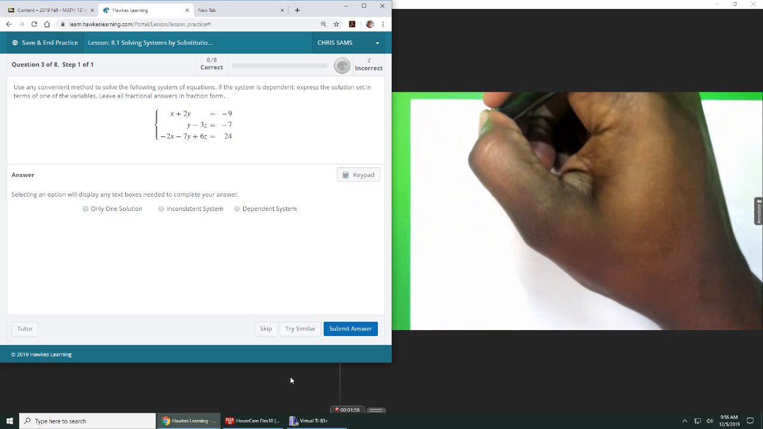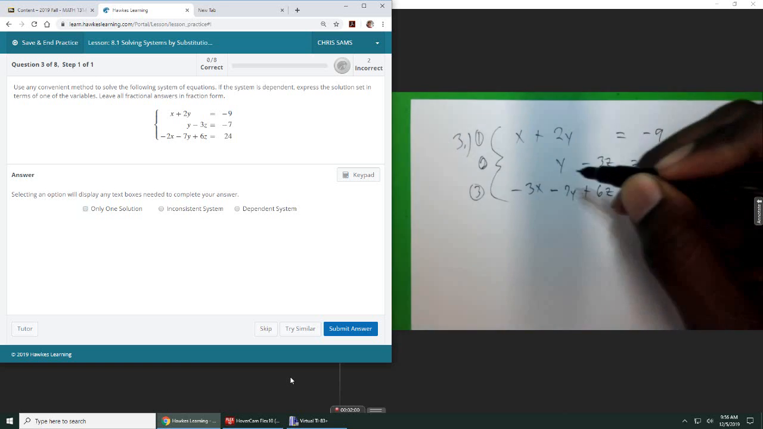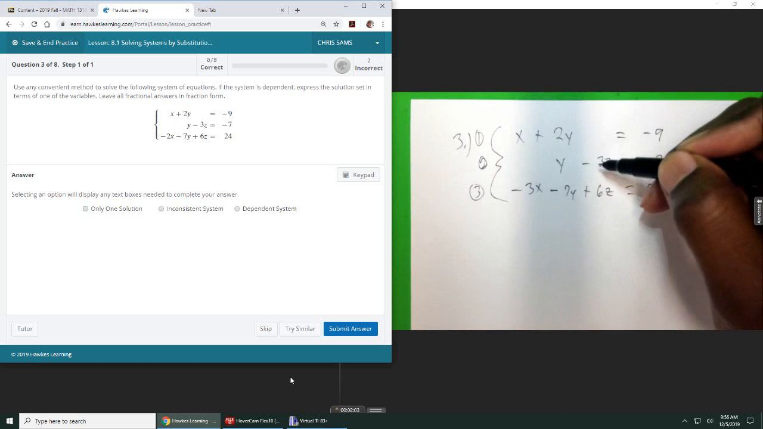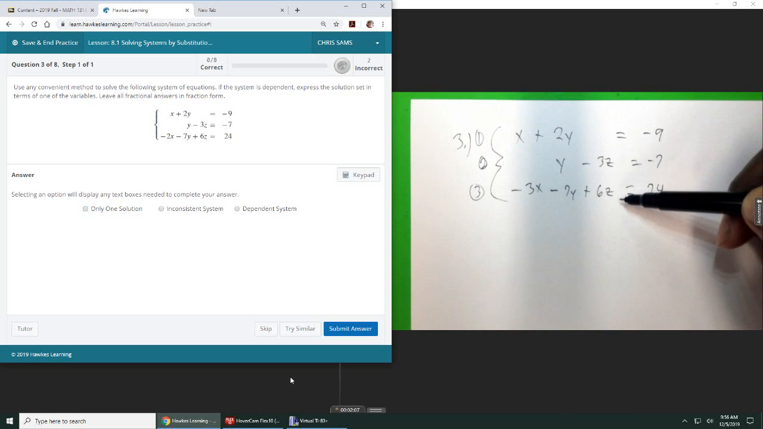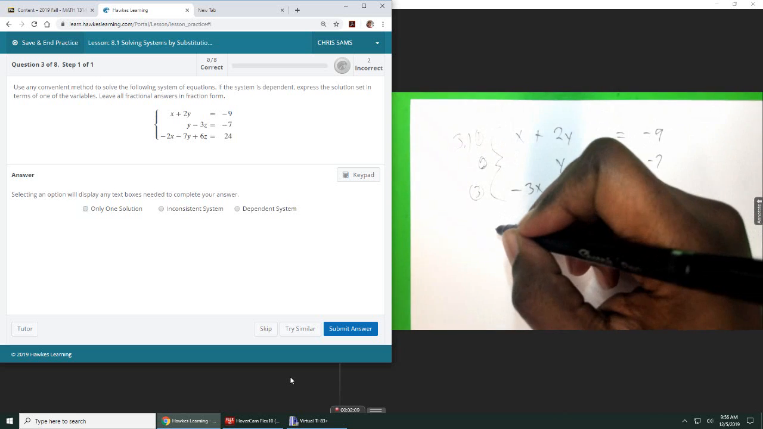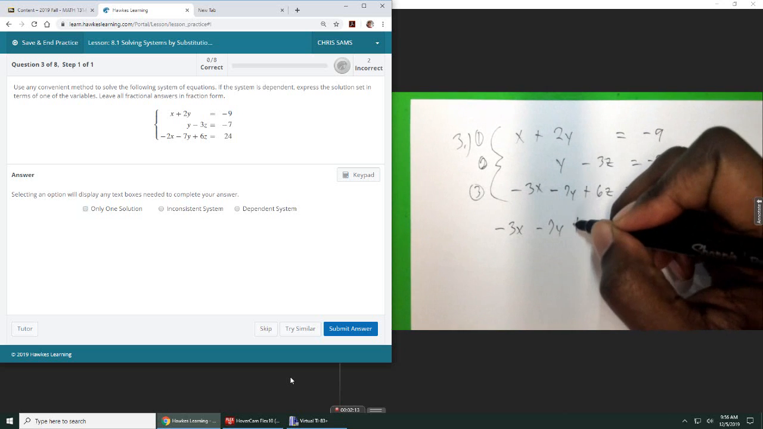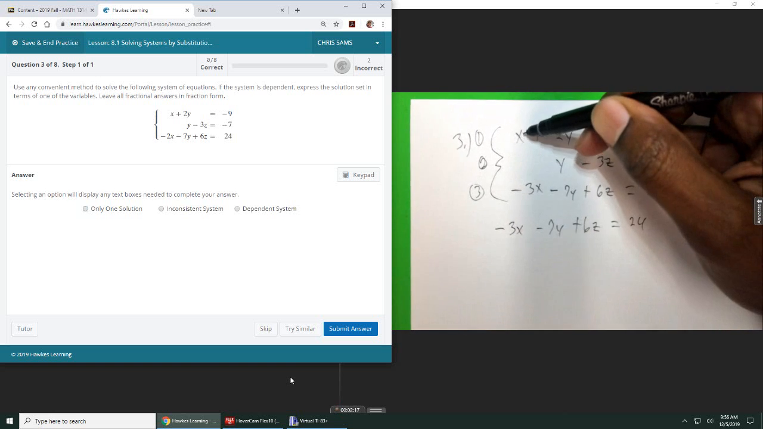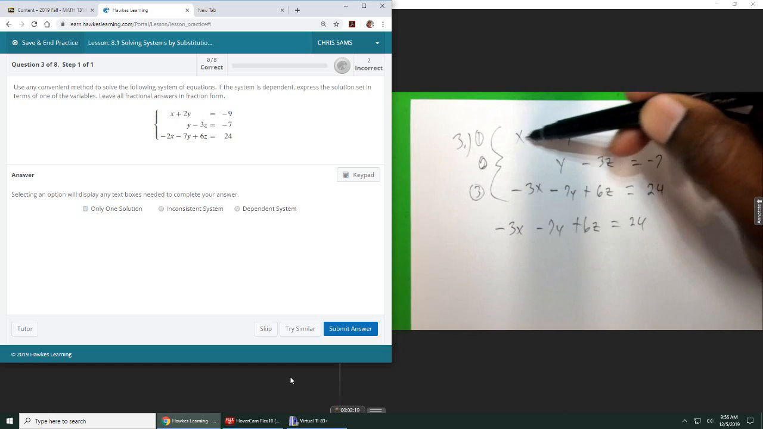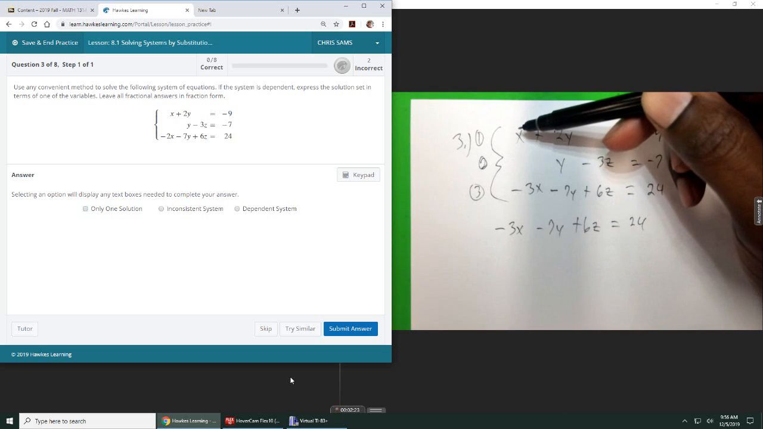Okay, so I'm calling this equation 1, this one is equation 2, and this one is equation 3. Equation 2, we're going to leave it. It already has y and z. I'm going to use this first equation to eliminate x in this equation. So I'm going to rewrite this equation, negative 3x minus 7y plus 6z is equal to 24. And if I want to eliminate x, I have to multiply this equation so that the x value is the same number but opposite sign.